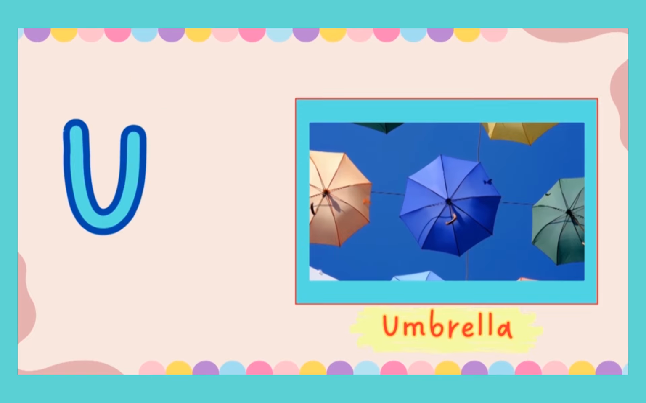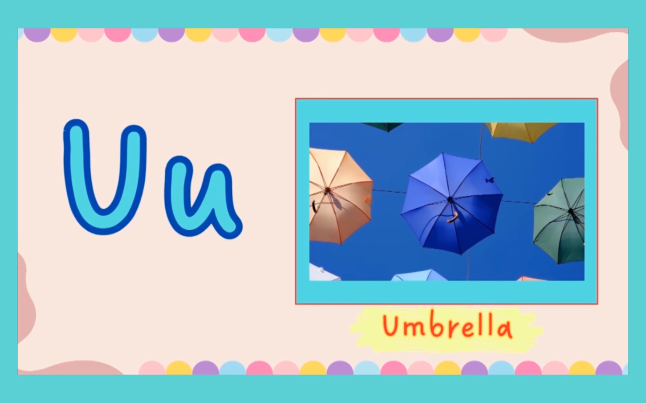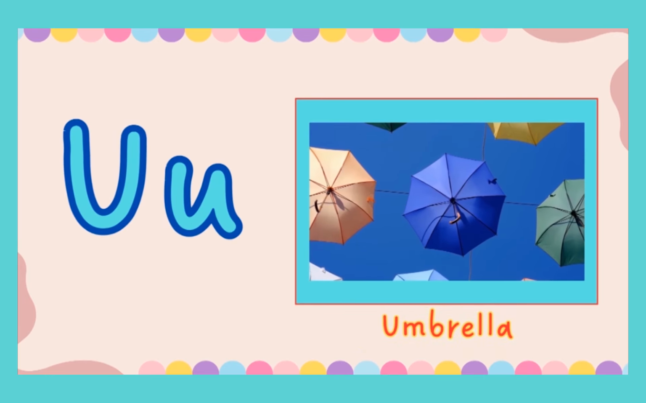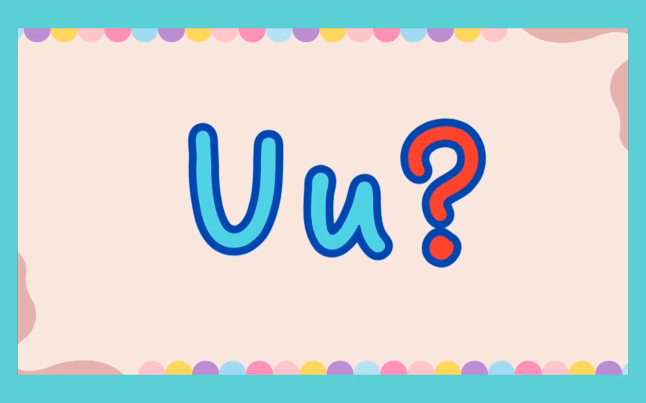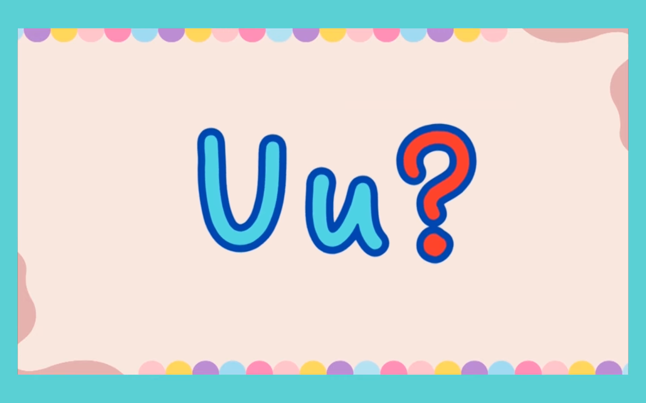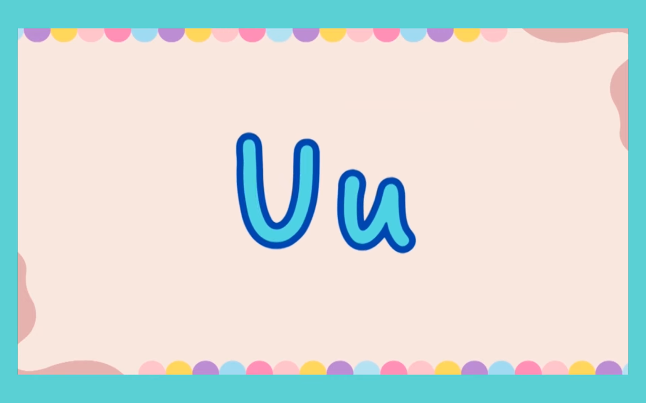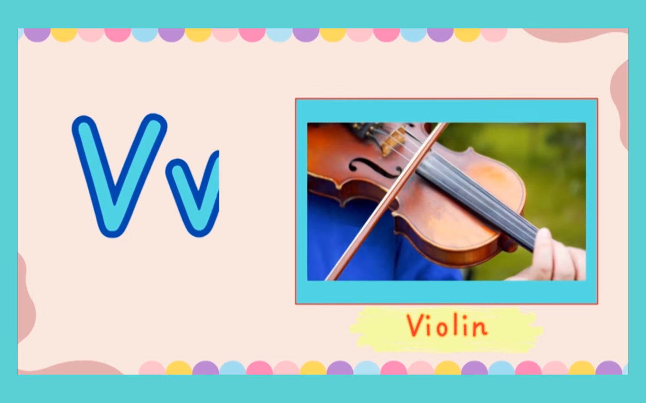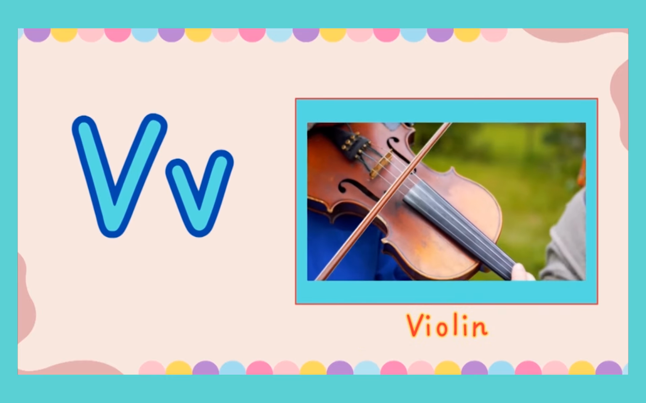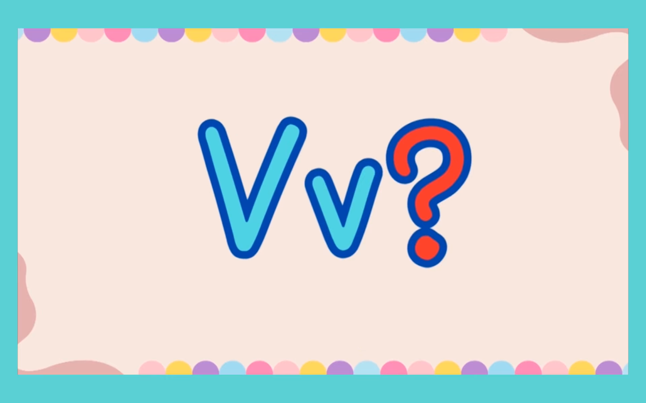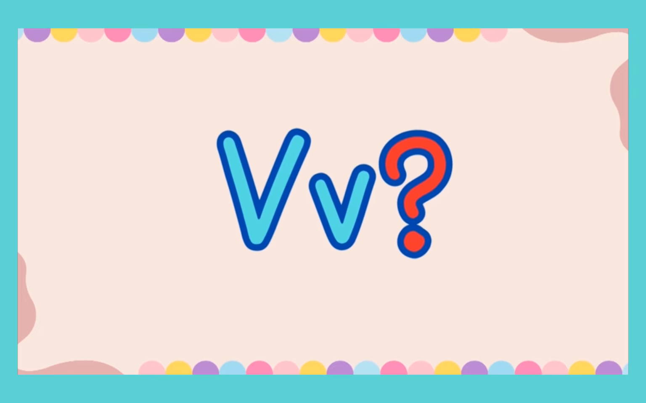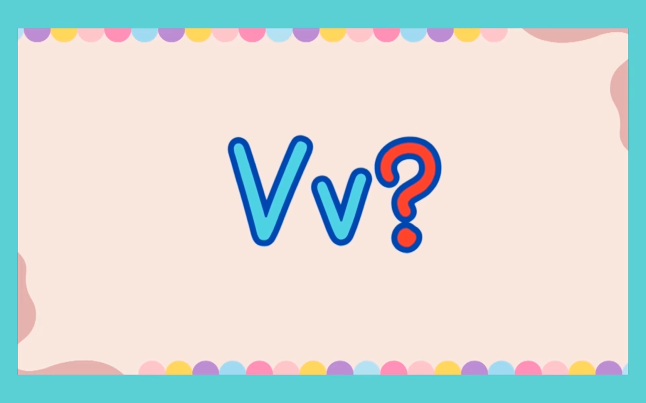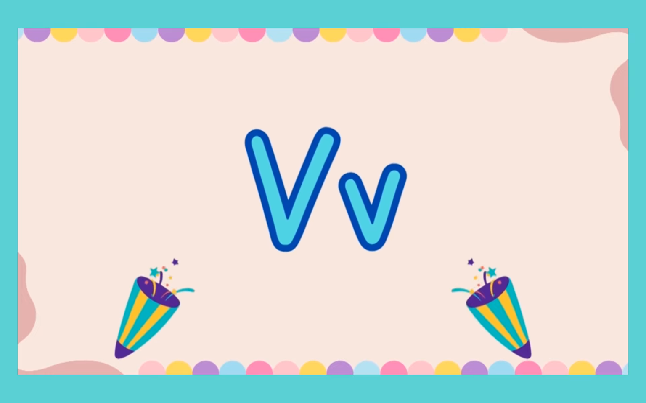This is letter U, and U is for umbrella. What letter is this? U. Very good. This is letter V, and V is for violin. What letter is this? V. Very good.